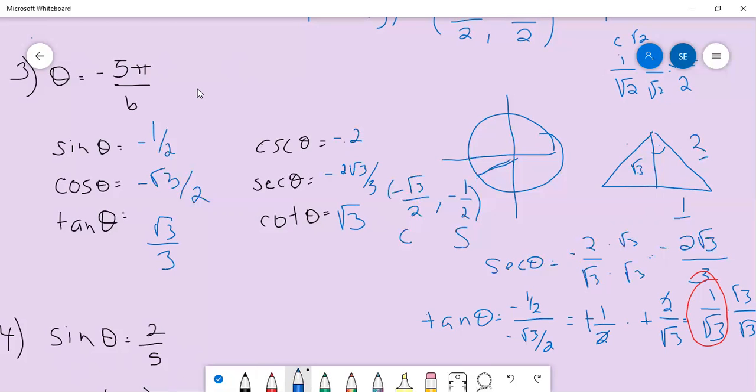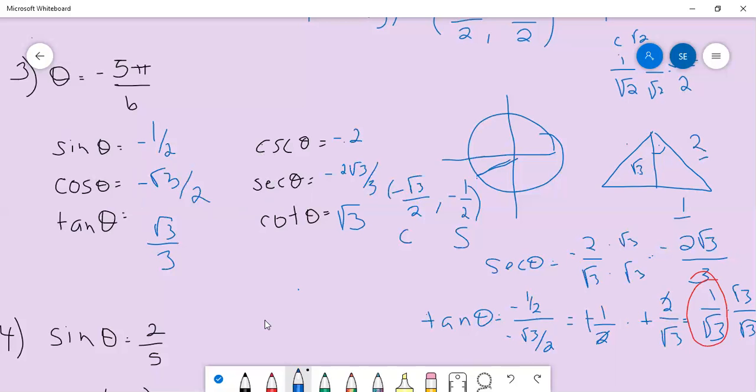Okay? So again, find the point on the unit circle, find the coordinates, our sine and our cosine. We're using our reciprocal functionalities for our cosecant and our secant and our cotan, and our tan is just our sine over our cosine. Okay?